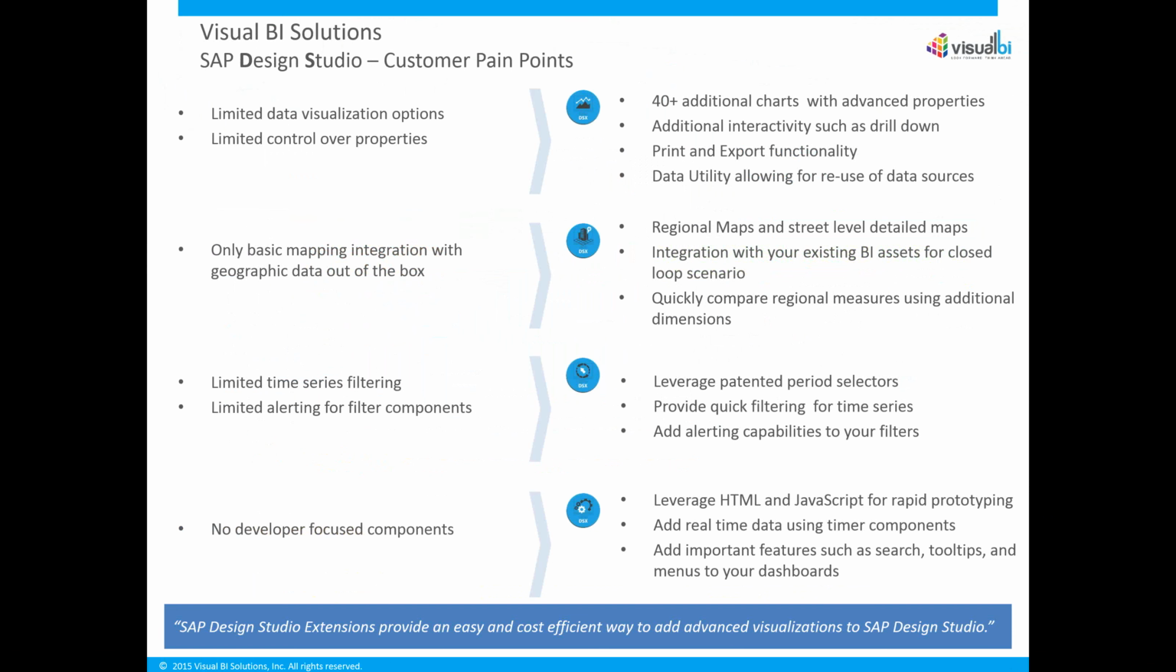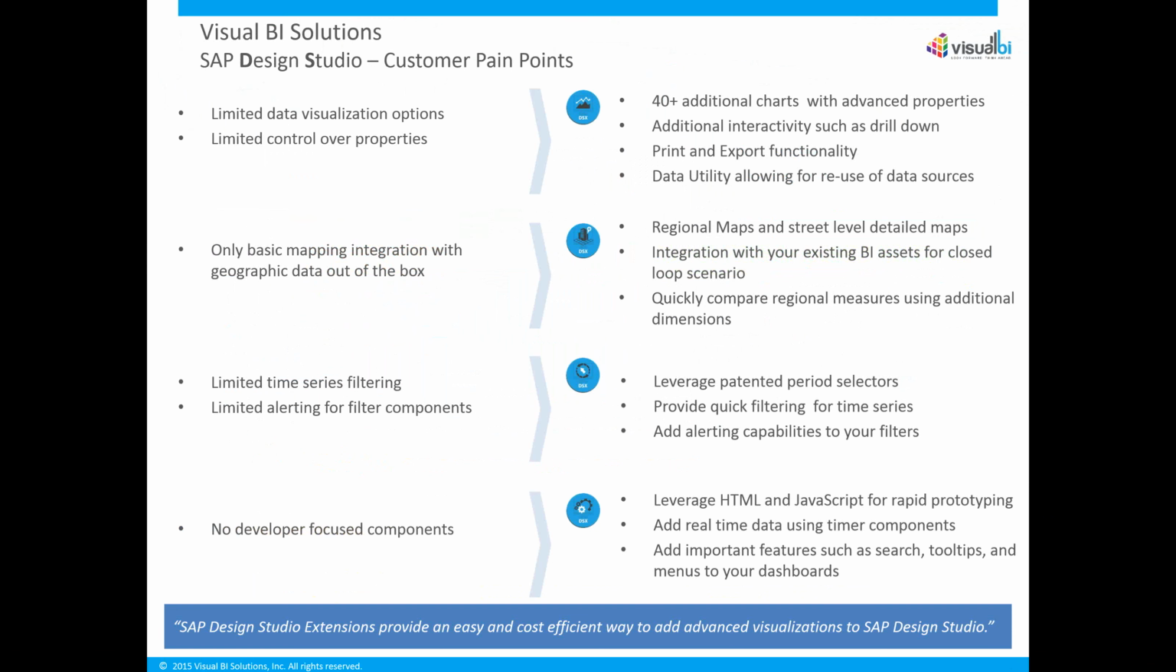The third area is filtering, and here we have some very unique filters. We're talking about time-based filters that quickly allow you to compare quarters, months, and years. We also offer the ability to add alerting to the filtering, so that the user looking at the dashboard doesn't have to go through the whole list of, for example, products, but instead sees a visual clue of where he needs to focus.